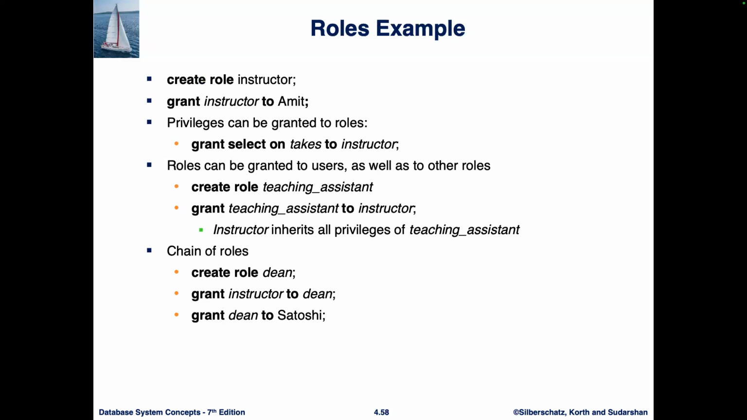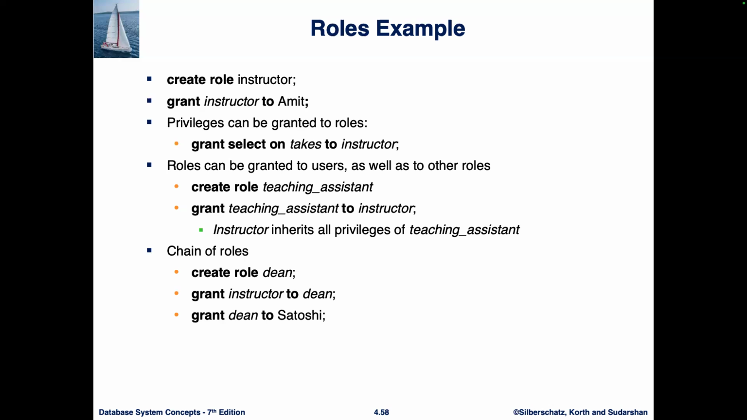So create a role and assign it to a user. Create role instructor, grant instructor to Amit. Let's create a role instructor and assign it to user Amit. And then grant privileges to the role. You can grant privileges directly to a role. For example, to allow the instructor role to read data from the SQL table, grant select on takes to instructor. Now all users assigned to the instructor role, including Amit, will inherit the select privilege on the takes table.